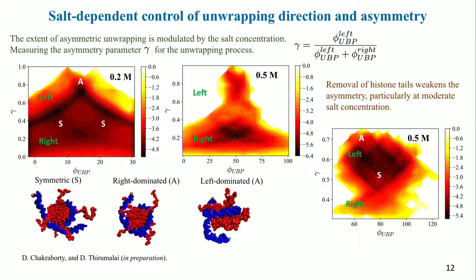Interestingly, when we remove the histone tails, when we chop off the histone tails, we find that the asymmetry becomes much, much weaker, even at moderate salt concentration. The reason is this: when a substantial amount of the DNA has detached from your nucleosome core, there is some communication that is sent to the other end, and the histone tails hold the other end and prevent it from unwrapping. But when you chop off the histone tails, those interactions are lost. So effectively the asymmetry is lost at moderate salt concentrations. So the histone tails basically act almost like a gatekeeper.